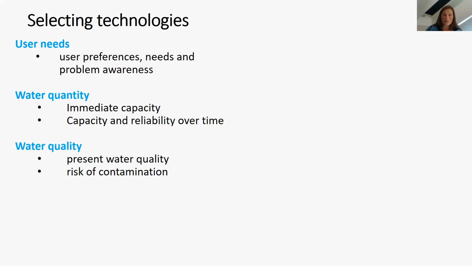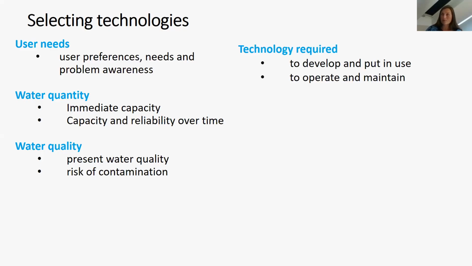The water quality, which might be the present water quality, but also the possible risk of contamination of the water. While groundwater sources, the shallow groundwater, might be safe at the beginning, if a huge refugee camp is set on top of it, then we know that the risk of contamination will be high. So we have to think of treatment, even if the water quality at the beginning might still be fine.